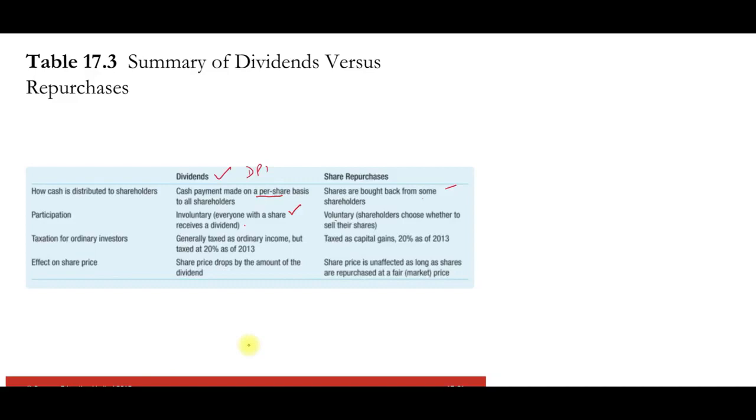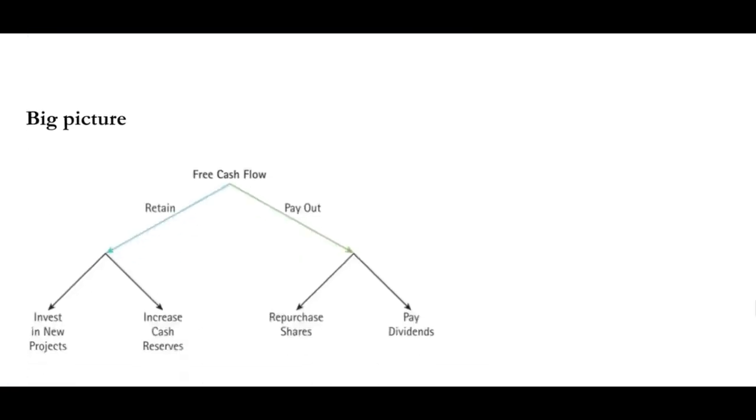Taxation for ordinary investors is normally income tax, but here we are more for the capital gain tax. Effect on share price: with dividends the share price drops, but with a buyback the share price remains constant. Okay, it is unaffected.